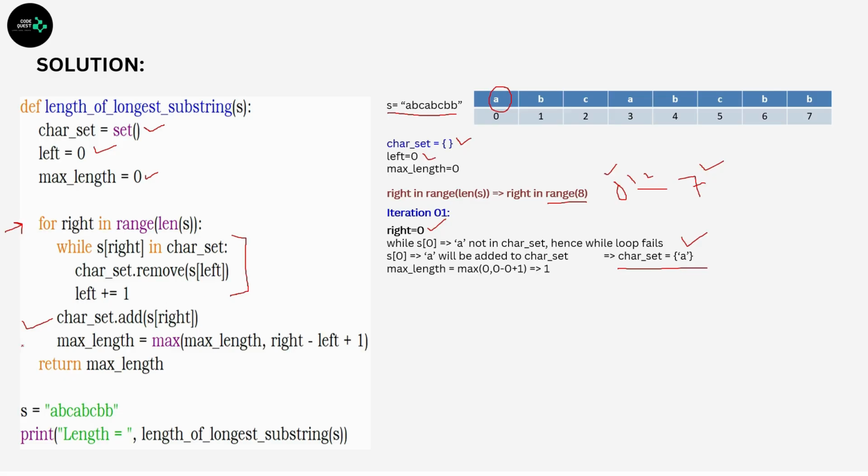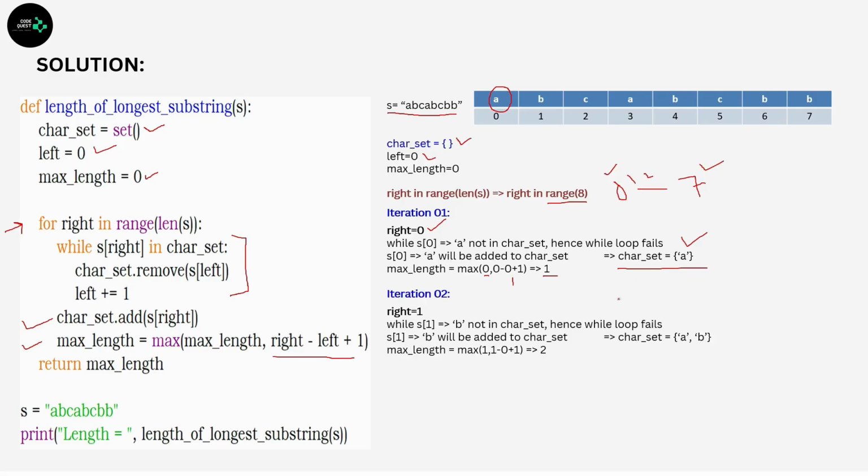Now I'm going to calculate the max length, where I check max of the current max length, which is initially 0, and right minus left plus 1. What is right as of now? 0. What is left? That is also 0. So 0 minus 0 plus 1 is going to give me 1. So max function applied on 0, 1 is going to produce 1.